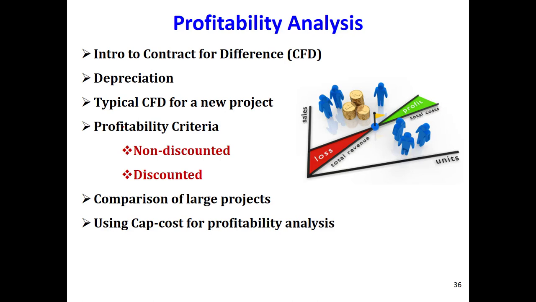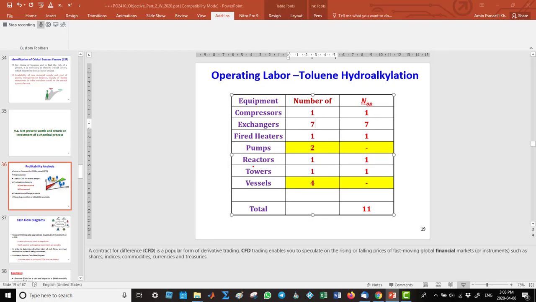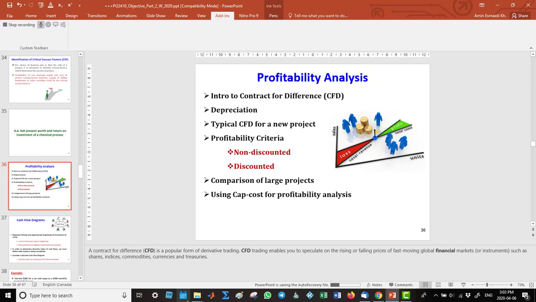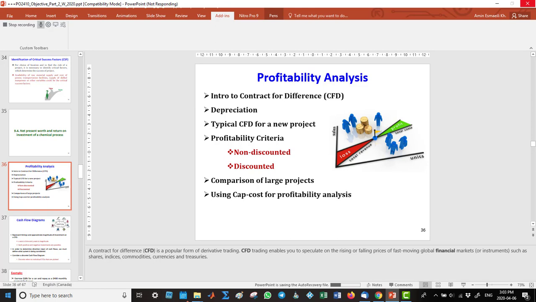We have to talk about profitability analysis in general. It has some items that will define it. One of them is contract for difference. Okay, contract for difference. You have the definition here. I just put it for you here.